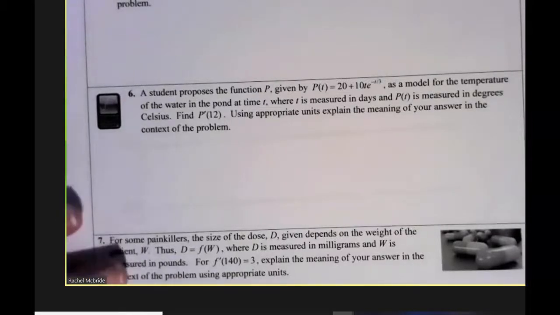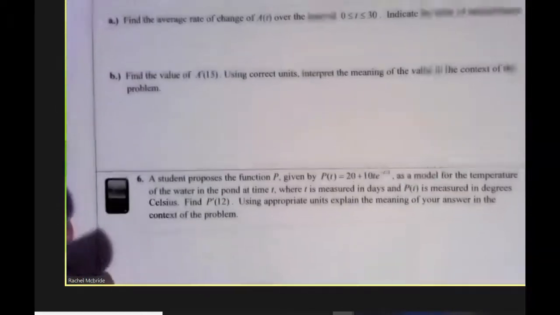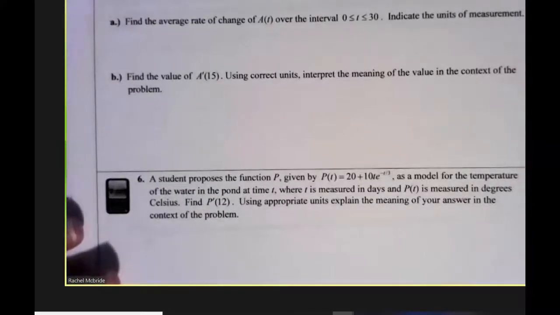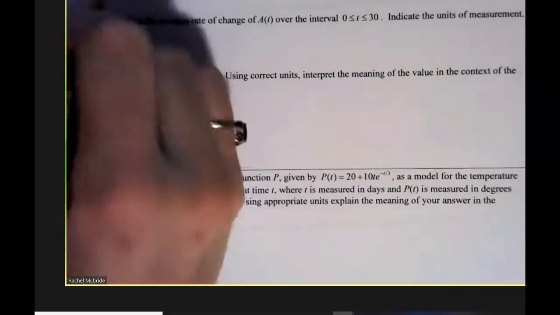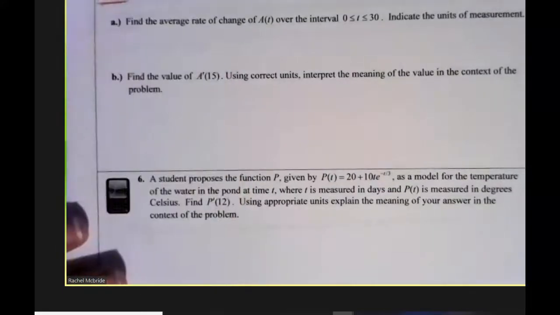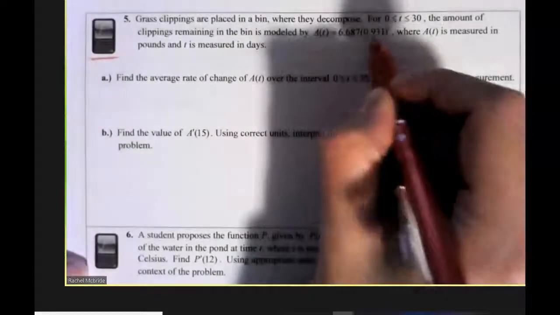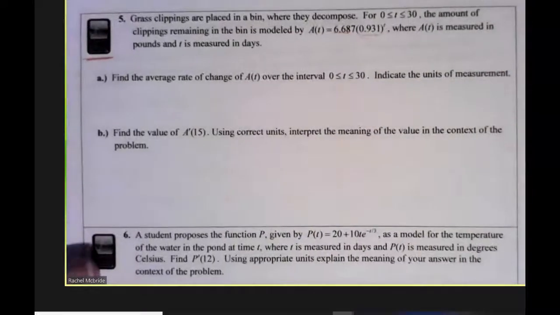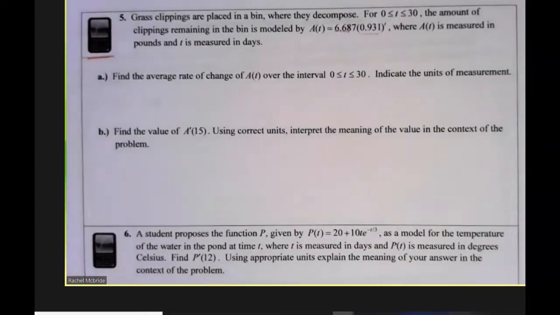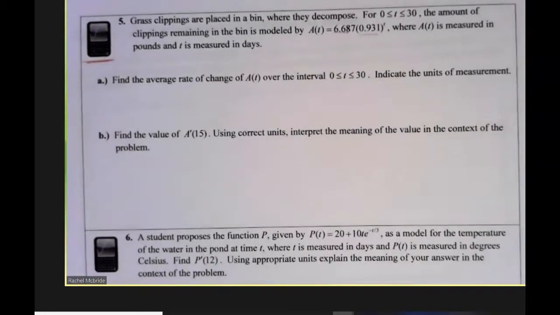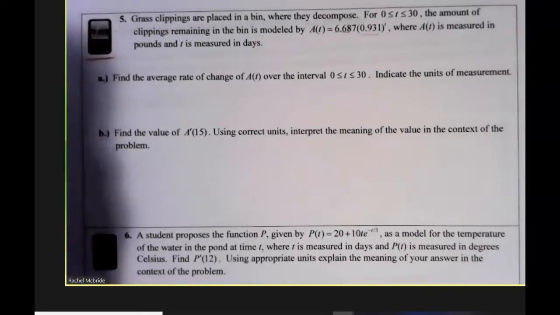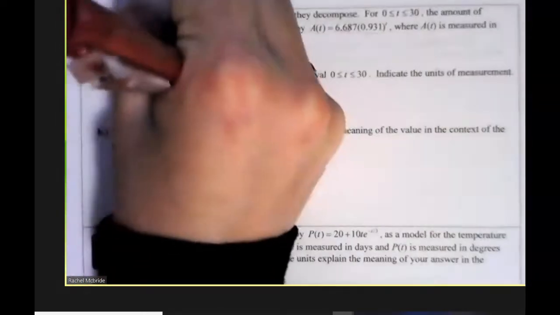So it says grass clippings are placed in a bin where they decompose. The amount of grass clippings in the bin is A of T equals. So this would definitely be a calculator problem, hence the calculator I put in the corner. And again, you can see that just because of the decimals in the problem. So the minute I see crazy functions, I'm thinking calculator. And then it says where A of T is measured in pounds and T is measured in days. Find the average rate of change.